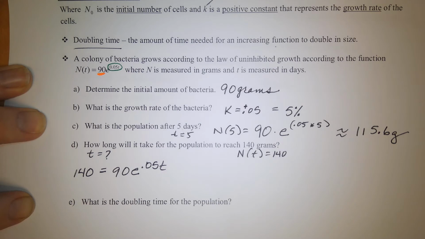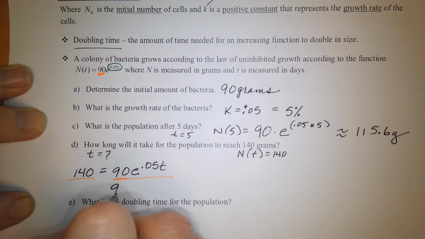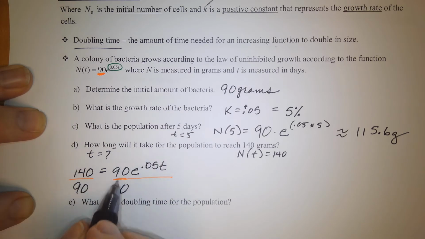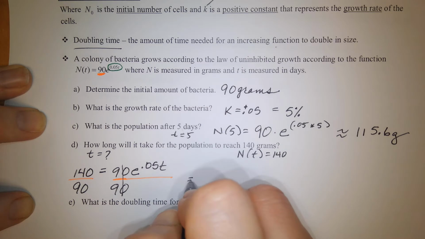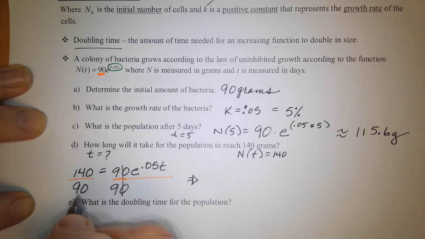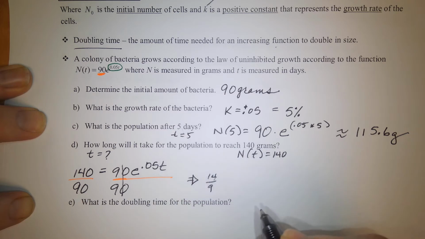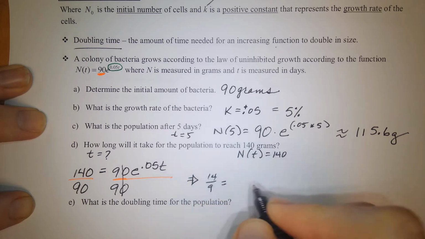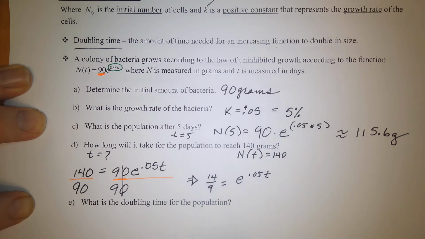And we have to solve for t. So first thing we do is we get rid of the coefficient in front of the x, because I can't take log of both sides until that 90 is gone. So that means I have, on the left-hand side, 140 divided by 90, well, that simplifies to 14 over 9, equals e to the 0.05t power.